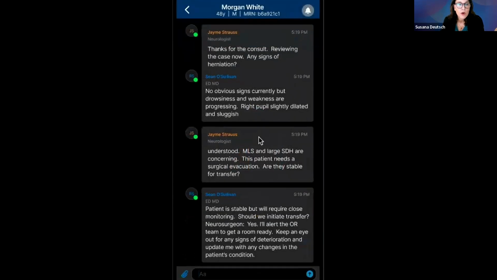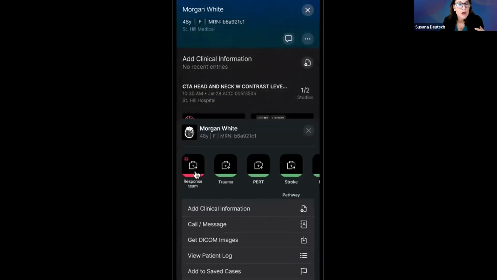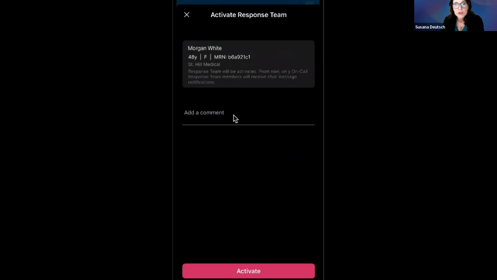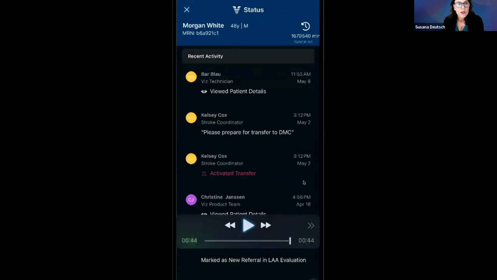It has all the regular functions of Viz, like the chat. This is HIPAA compliant, secure chat. It also has an opportunity for you to activate the response team. So if you have an activation, obviously for your acute ischemic stroke program, or perhaps even, if you're Mount Sinai, your ICH program, you can activate, and you can see there on the patient log all the activity, including the transfer. So that's pretty much what I have to share.